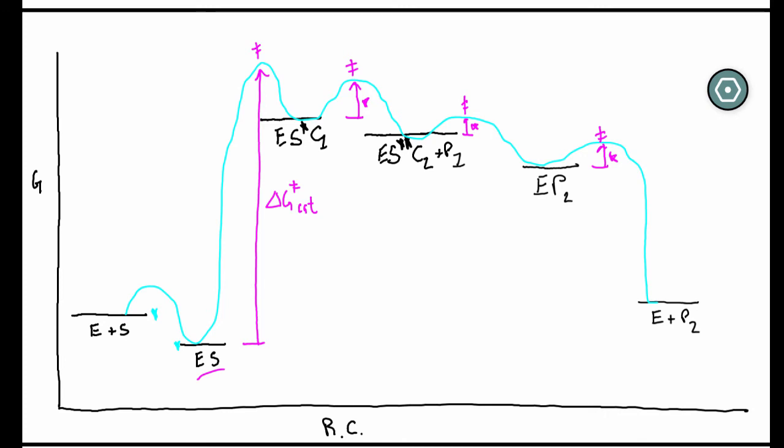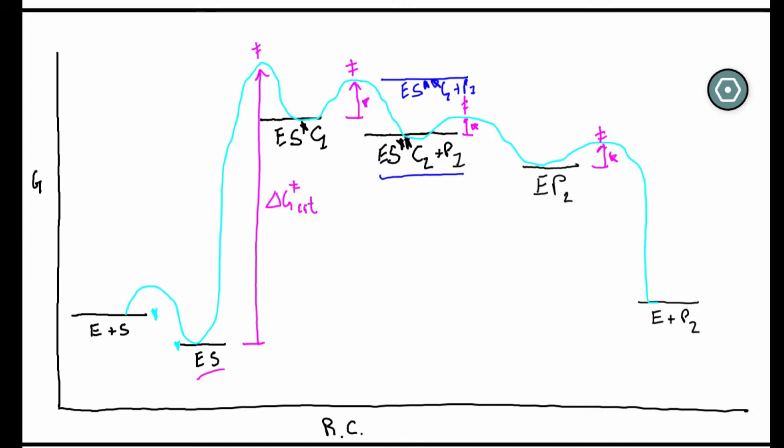Now, some of you might be saying, but I put this here, and I didn't use that nomenclature, ES star star C2 plus P1. I put it up here. I put it higher than ES star C1, or the previous thing. And so you might have something that looks like this. And is that okay? You might be thinking to yourself, you didn't draw it that way, so it must not be okay. And I would say, actually, it is okay.